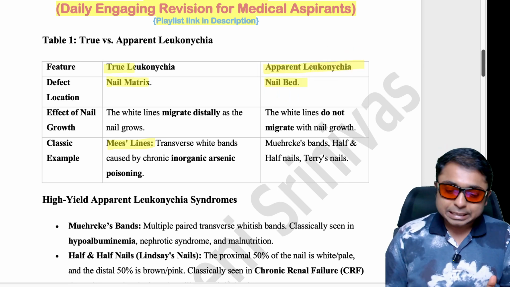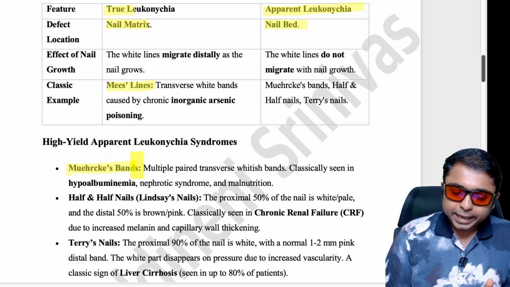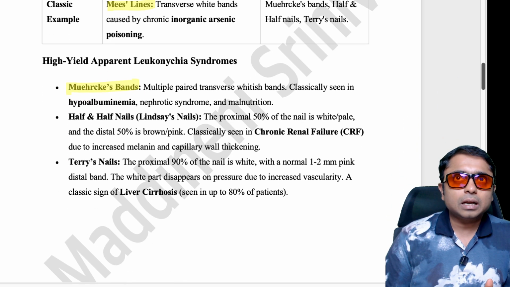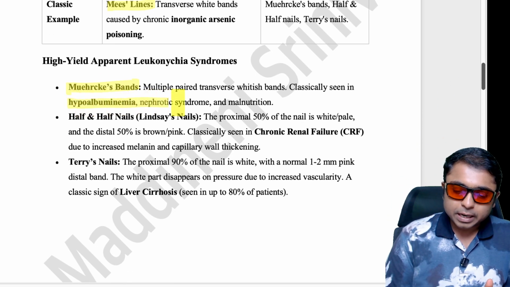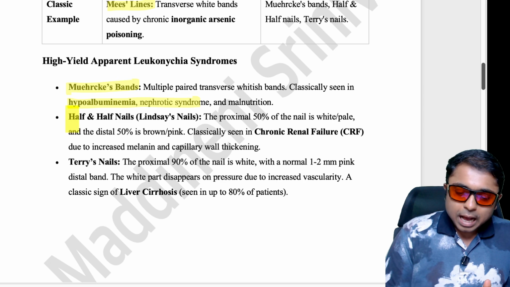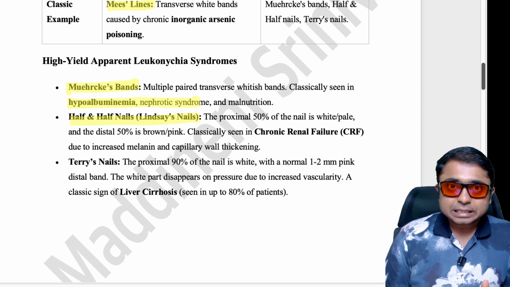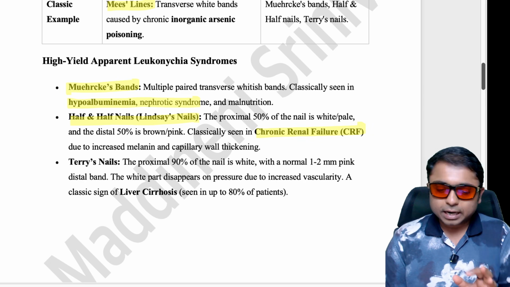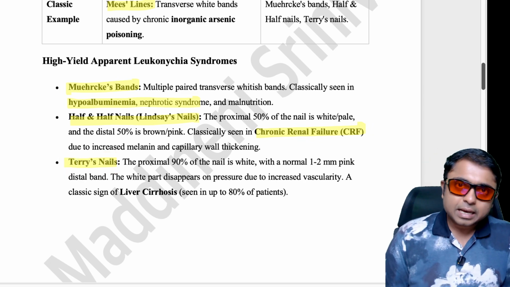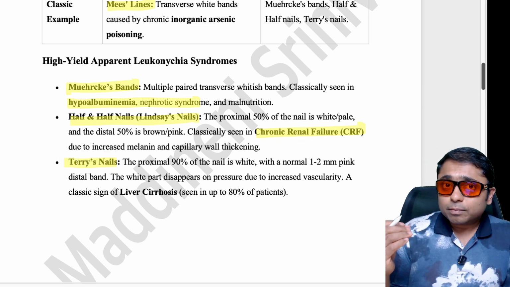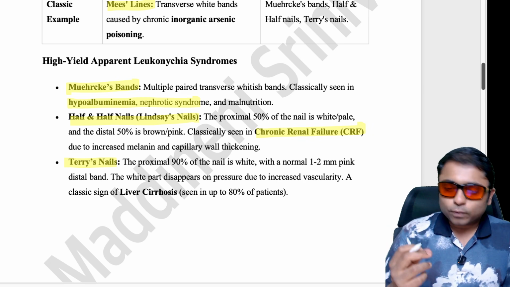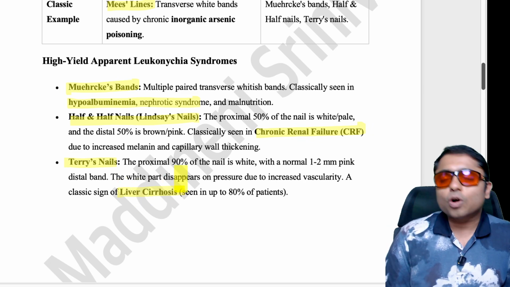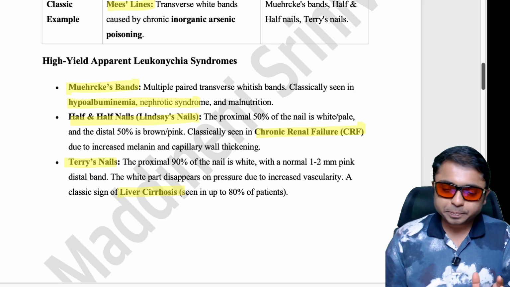What are the important examples which you have to remember? Muehrcke's bands, in which there can be underlying hypoalbuminemia, nephrotic syndrome. Half and half nails, Lindsay nails, which is associated very importantly with kidney dysfunction, chronic renal failure. Terry's nails, in which more than 90% of the proximal part of the nail appears white in color, and this is commonly seen in liver cirrhosis.